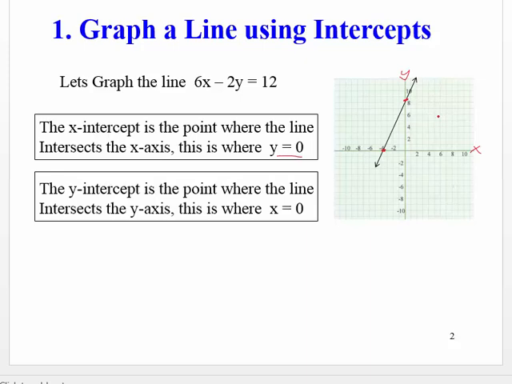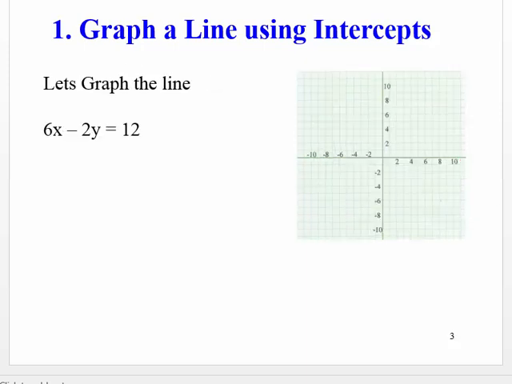We're going to use intercepts to plot lines. So let's graph this line. Let x be equal to 0. If we plug in 0, 6 times 0 is equal to 0, so we get minus 2y is equal to 12. Dividing by minus 2, y is equal to minus 6. And so we can plot that right there.